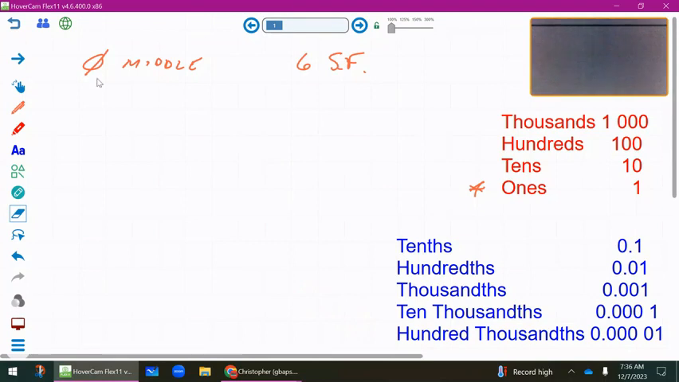Okay, so here's what our qualifications are. We have to have zeros in the middle. We have to have 6 sig figs, and we have to end in the ones place. Okay, now the only way we get in trouble with this number is if we, let's go back a minute.